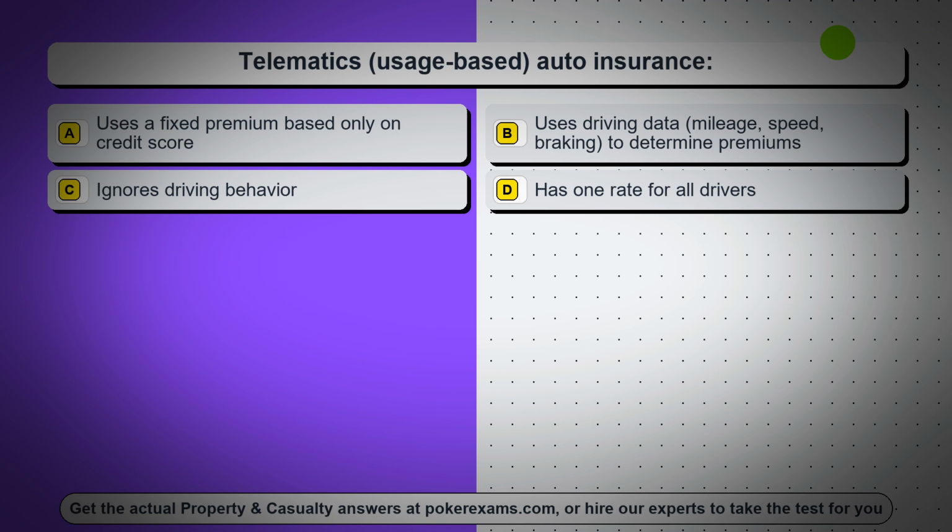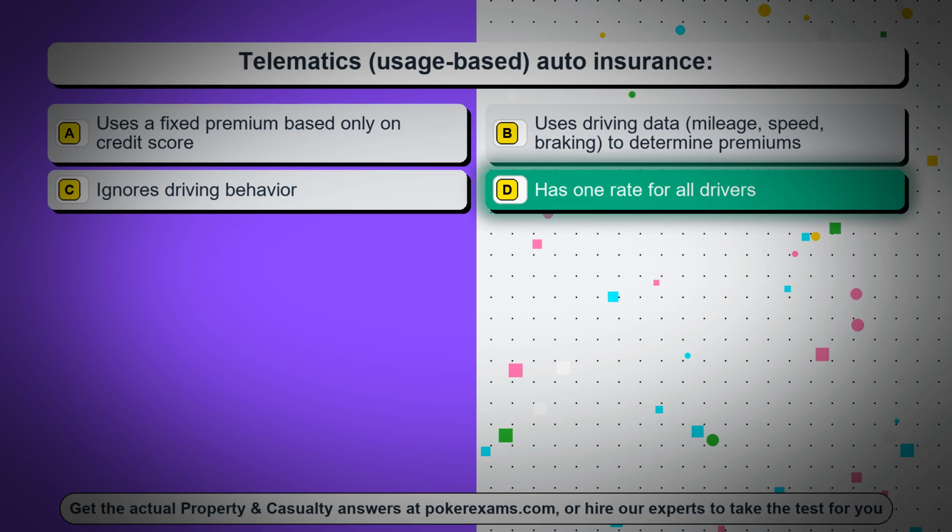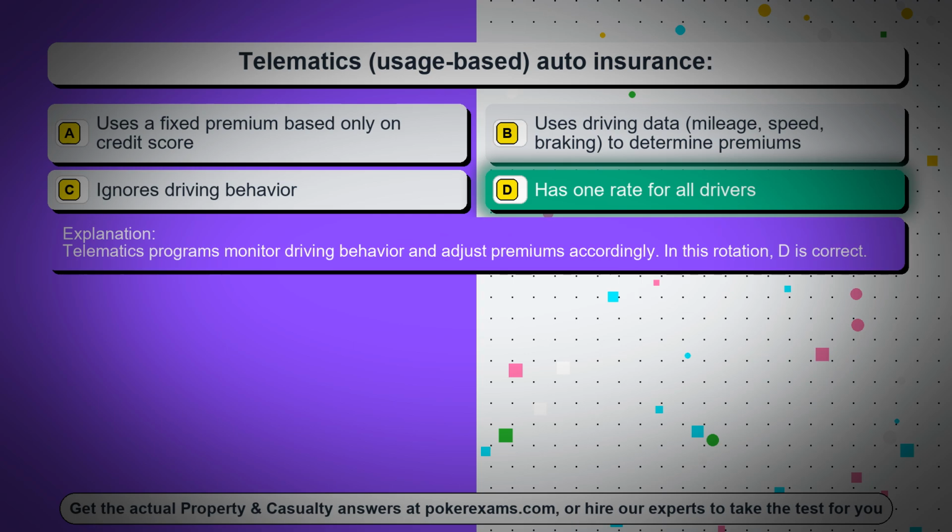Option A, uses a fixed premium based only on credit score. Option B, uses driving data, mileage, speed, braking, to determine premiums. Option C, ignores driving behavior. Option D, has one rate for all drivers. The correct answer is option D, has one rate for all drivers. Telematics programs monitor driving behavior and adjust premiums accordingly. In this rotation, D is correct.